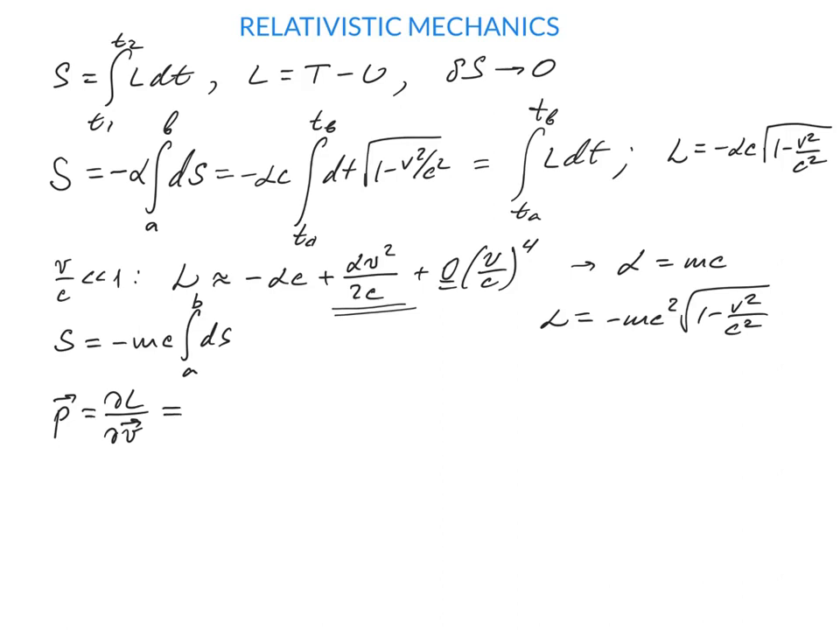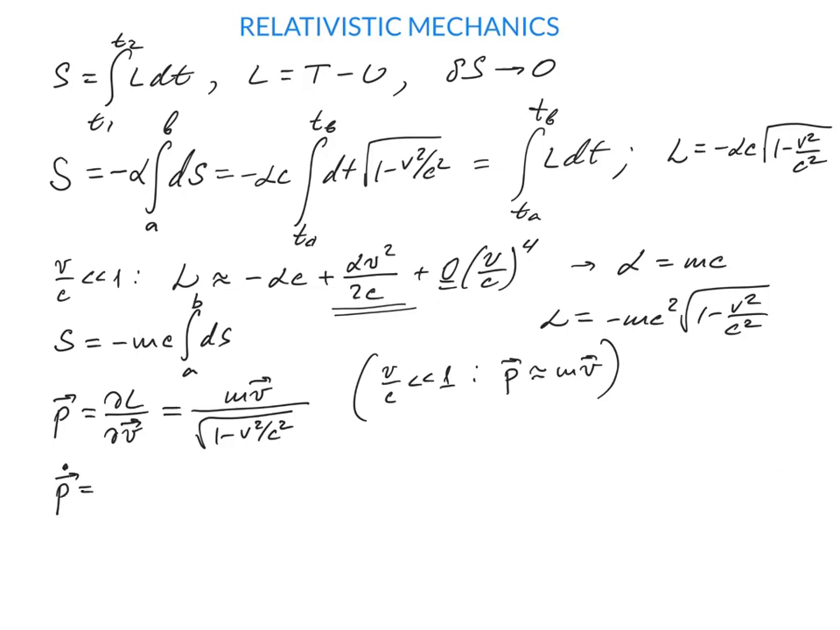Now, that derivative will give us mv divided by the square root. So this is different than classical mechanics. The square root is new. But of course, if the velocity is small compared to the speed of light, then the momentum turns into the classical formula. And because there is nothing that depends on the coordinates in the Lagrangian, the equation of motion is simply p dot equals 0, and the particle is moving with a constant momentum as it should.